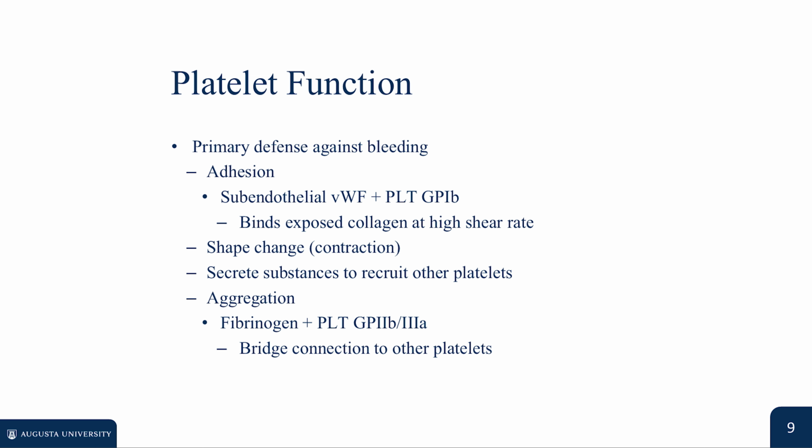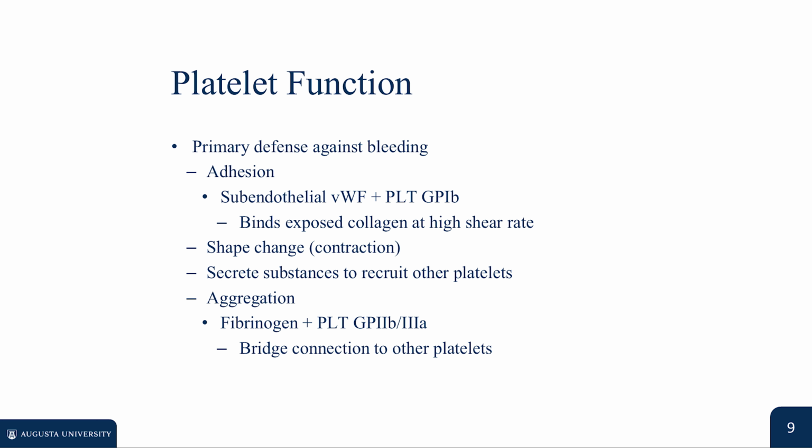To wrap up our discussion, platelets serve as the primary vascular defense against hemorrhage through 4 sequential steps: adhesion, shape change, secretion, and aggregation. Adhesion occurs immediately following vascular injury when subendothelial collagen is exposed, allowing plasma von Willebrand factor, or VWF, to anchor to the exposed vessel wall. Platelets adhere to this immobilized VWF via their surface receptor glycoprotein 1b under high shear rate conditions.